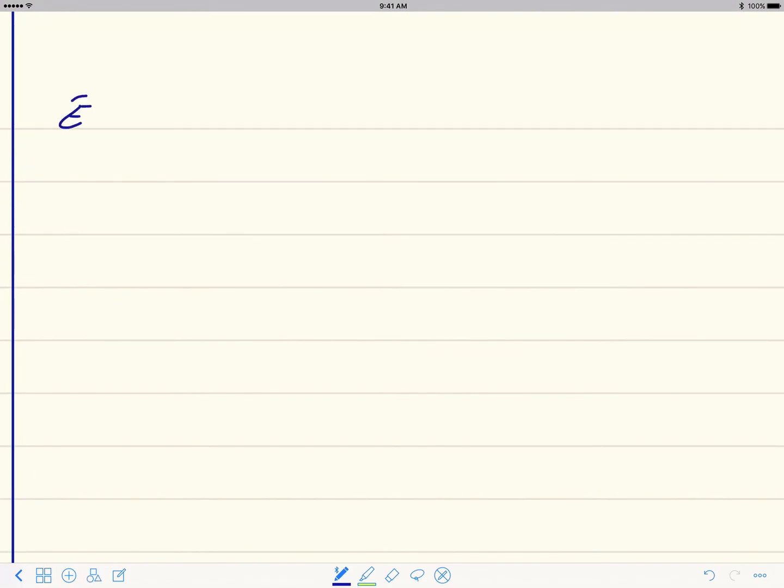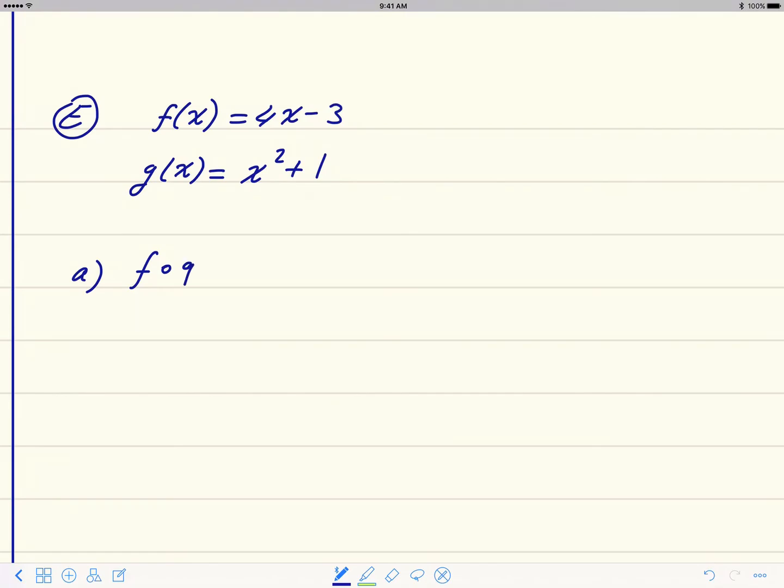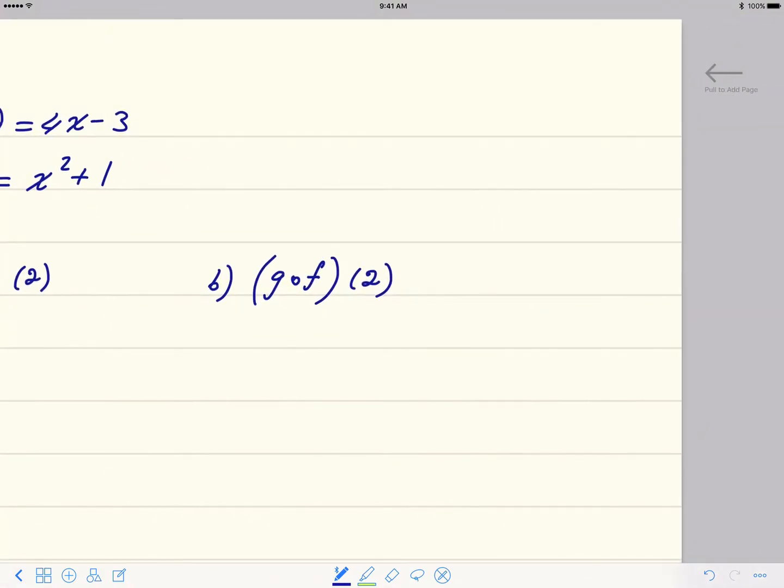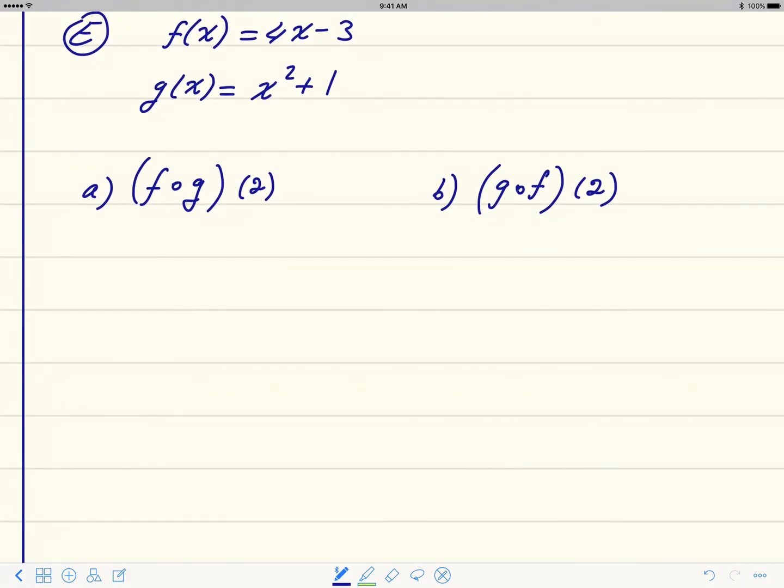So for our first example, let's say we have the function f of x equals 4x minus 3, and g of x is equal to x squared plus 1. So we'd like to find f circle g of 2, and then in part B, we'd like to find g circle f of 2, and then in part C, we'll do part C in a minute. Let's work out part A and B.